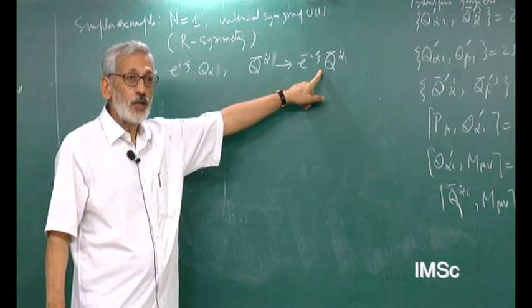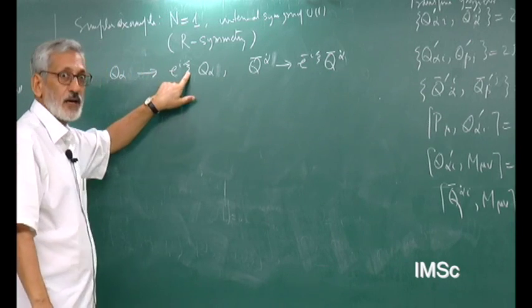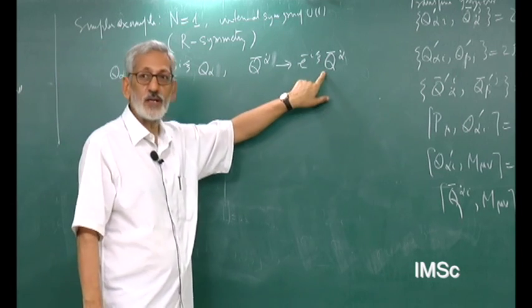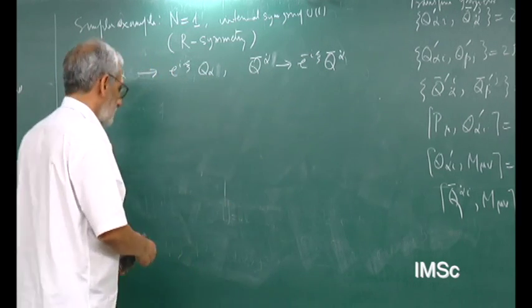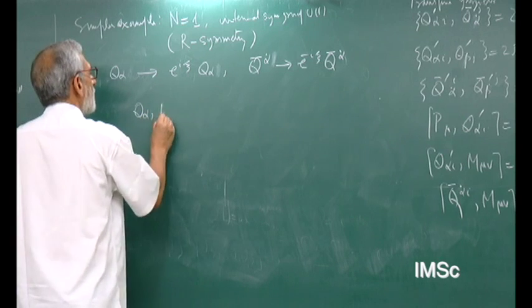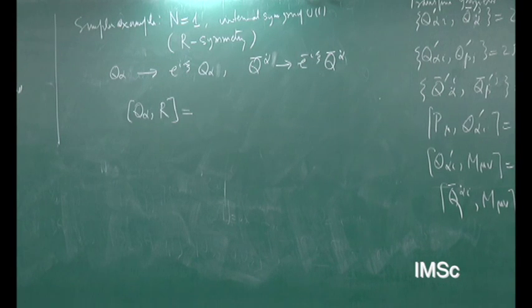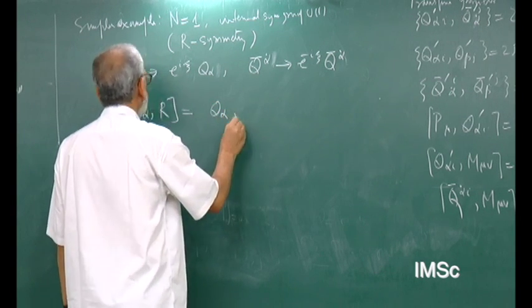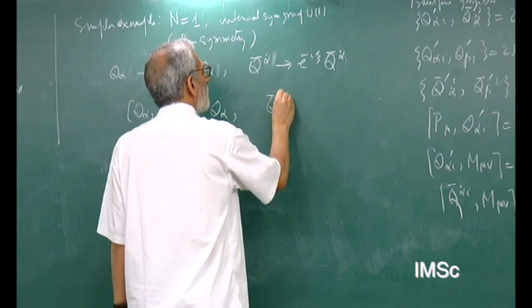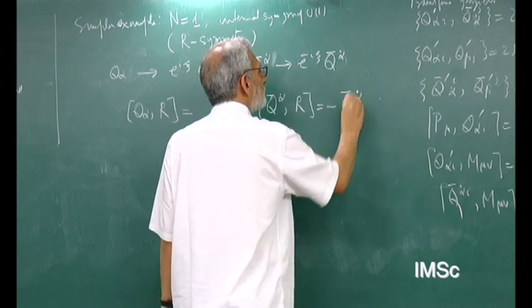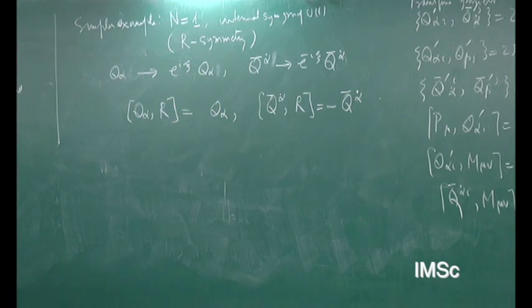In other words, the R charge, or this U1 charge, for this object Q is +1, for this one is -1. So if I call R the generator of this U1 charge, this commutator is: Q alpha and Q bar alpha dot with R is minus. Is it clear?